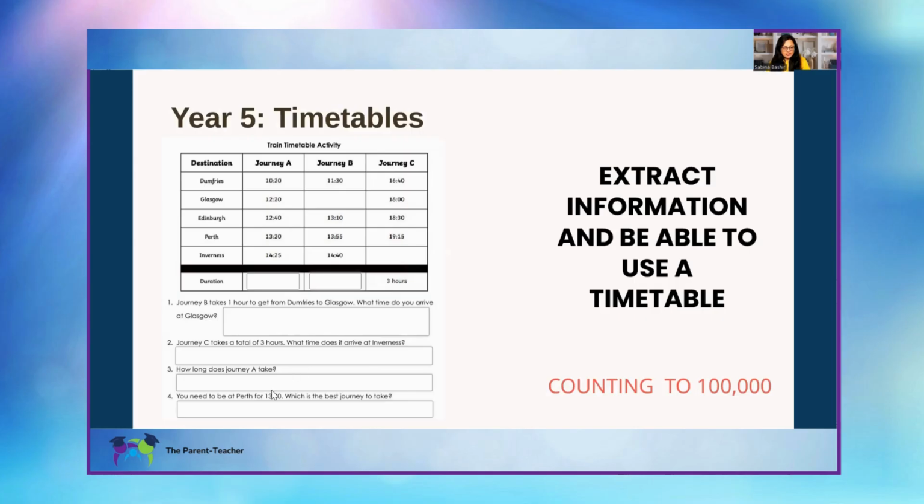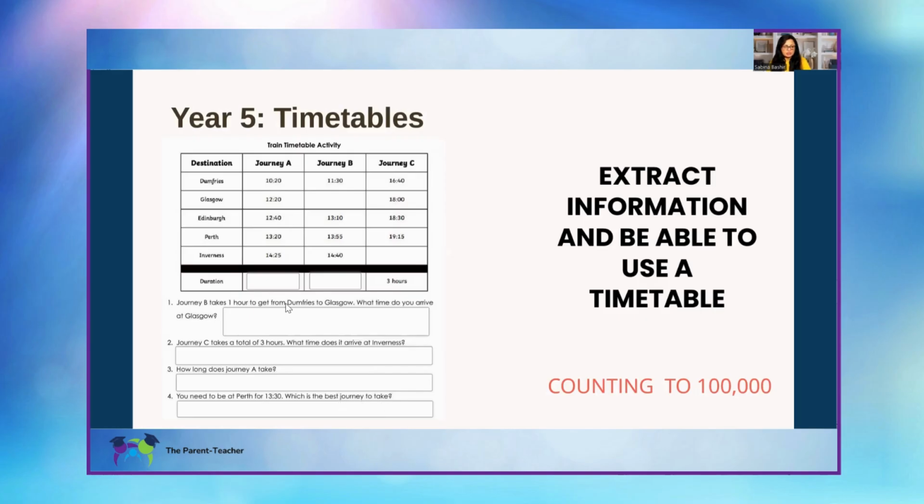Okay. And then for this one, how long does journey A take? To work that out, they would need to be able to add up the times and then work out the duration or the total time and put it in here. And you need to be at Perth for 13:30, which is the best journey to take.